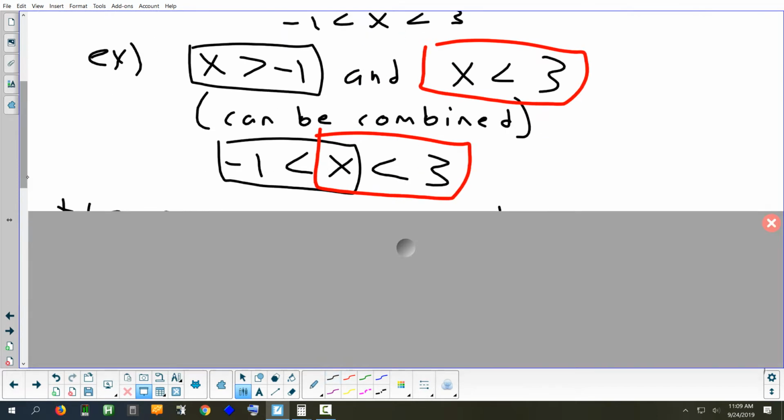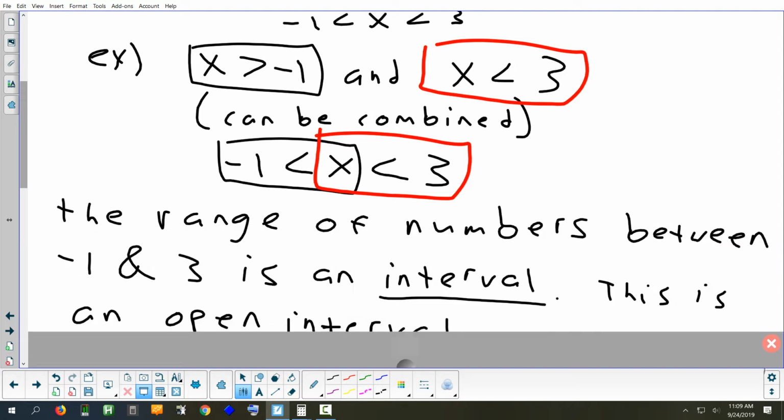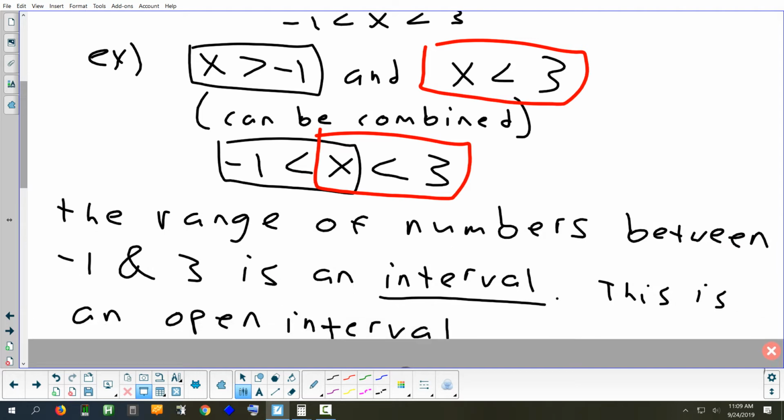All right, so now, as I said, this is almost like saying a between. This is an interval. Specifically, this one is an open interval. Open means that you do not include the endpoint. So there's open intervals and there's closed intervals. Closed, you include the endpoint. Open, you do not.